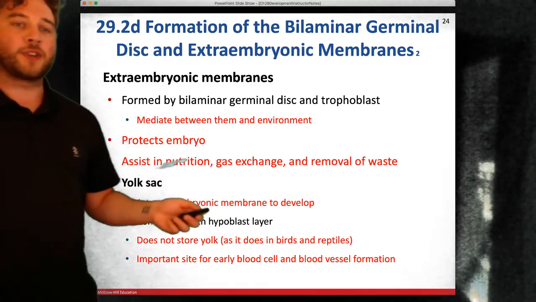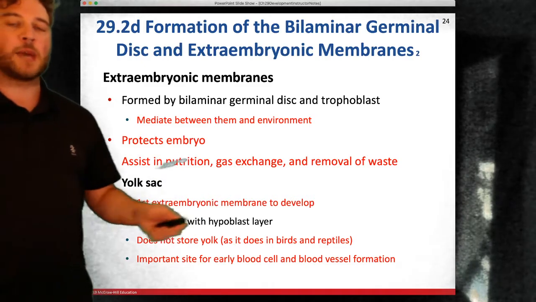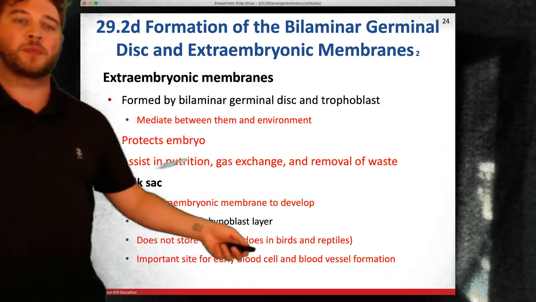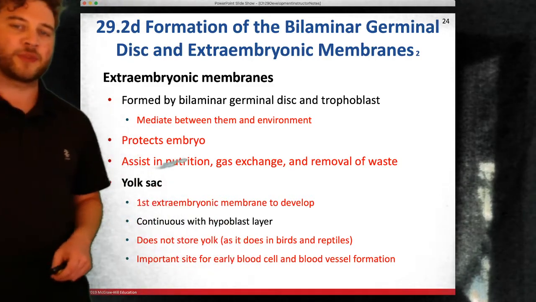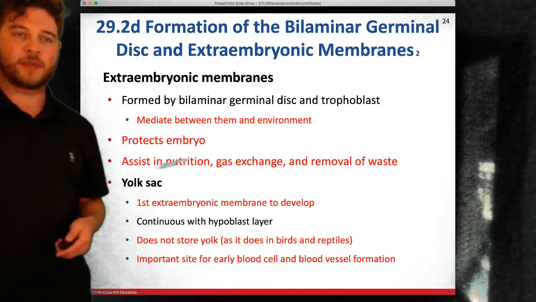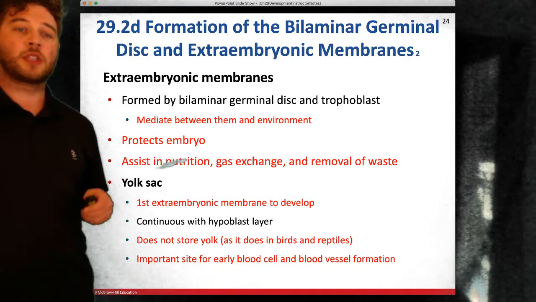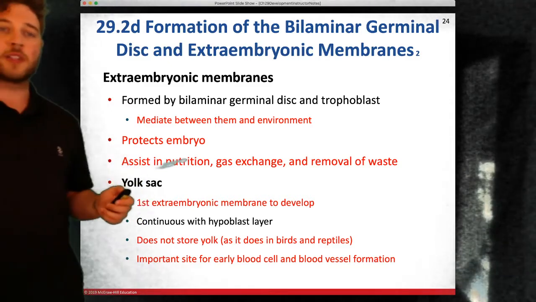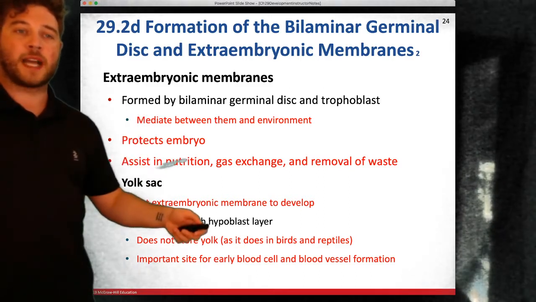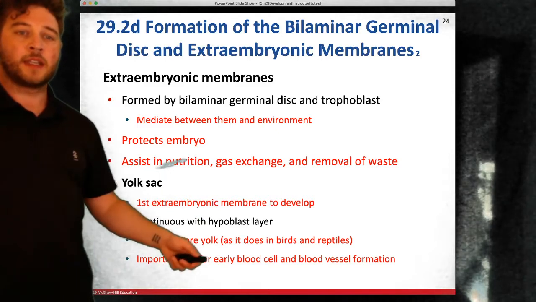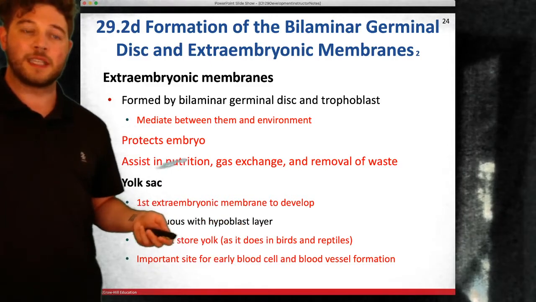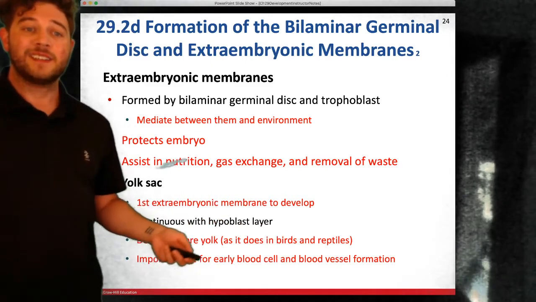The yolk sac is the first extra-embryonic membrane to develop, continuous with the hypoblast layer. It doesn't store yolk, as it does for birds and reptiles, but it's important for early blood cell and blood vessel formation. Just to help you organize, because there are lots of structures we're going to be talking about here, you should definitely know what the extra-embryonic membranes are and what they do. The yolk sac is the first one to form. It comes from the hypoblast layer of the embryoblast, and it's important for early blood cell and blood vessel formation. If all you remember is that it doesn't store yolk, that's good. You should remember that, but that's probably not a question you're going to see.